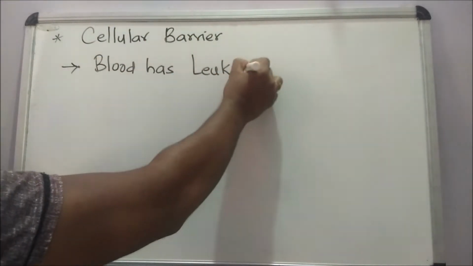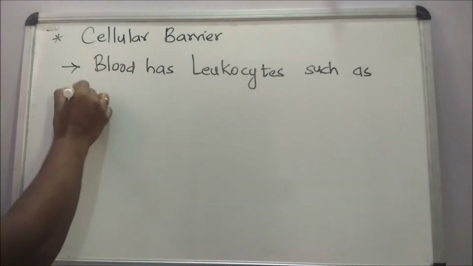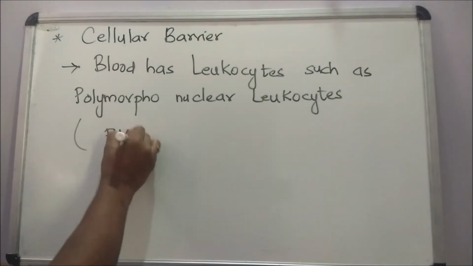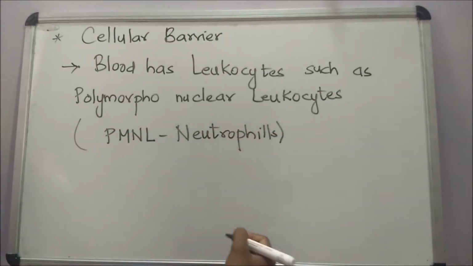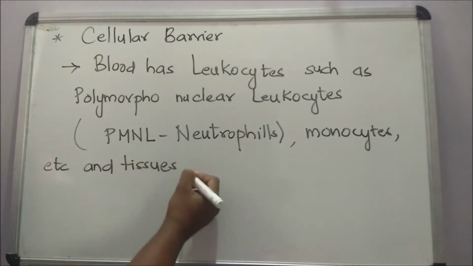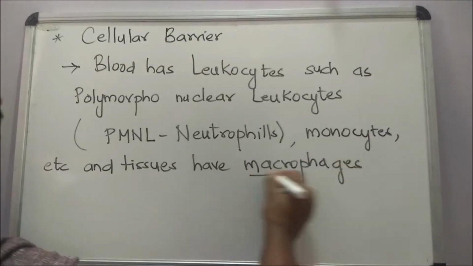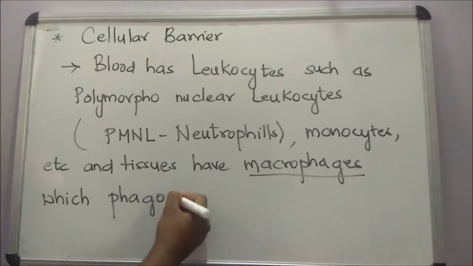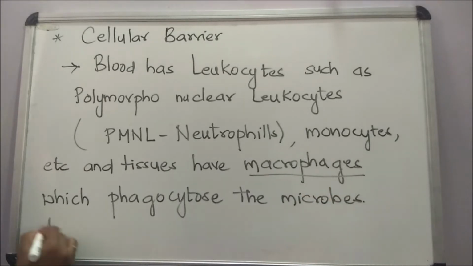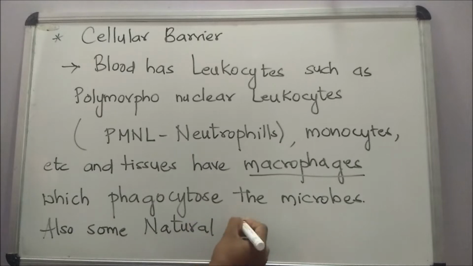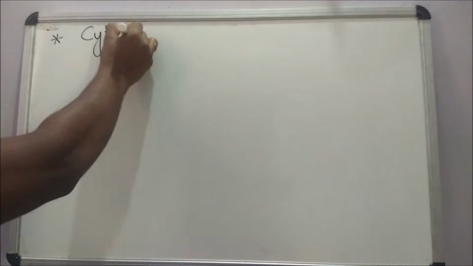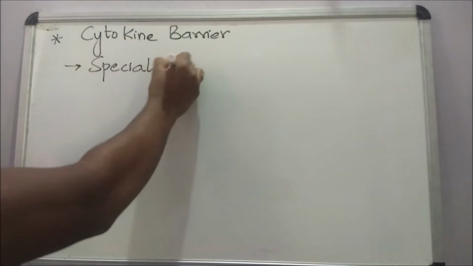Blood which is present in our body has some cells called leukocytes, which are nothing but WBCs. There are certain types of WBCs called polymorphonuclear leukocytes, also called PMNL neutrophils, monocytes, and certain macrophages present in our tissue, which phagocytose the microbes. There are also natural killers present in our blood, which are a kind of lymphocytes. The fourth one is the cytokine barrier.